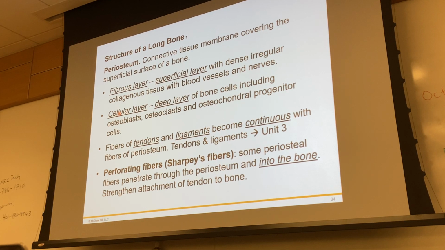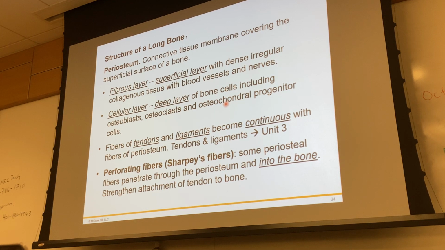And then there's a deeper layer that's cellular in nature. If it's cellular in nature and the periosteum is, there's going to be 2 of the 3 bone cells that are found there. Which bone cell is not going to be found there? Well, there's osteoblasts and osteoclasts. They're not going to have osteocytes.